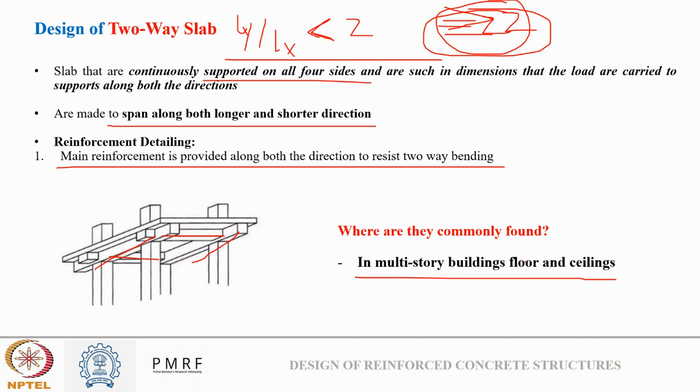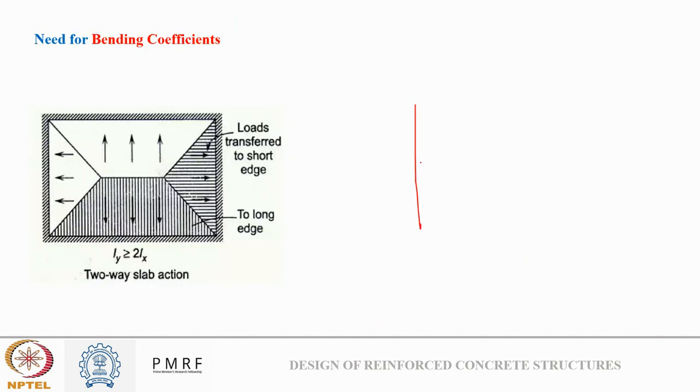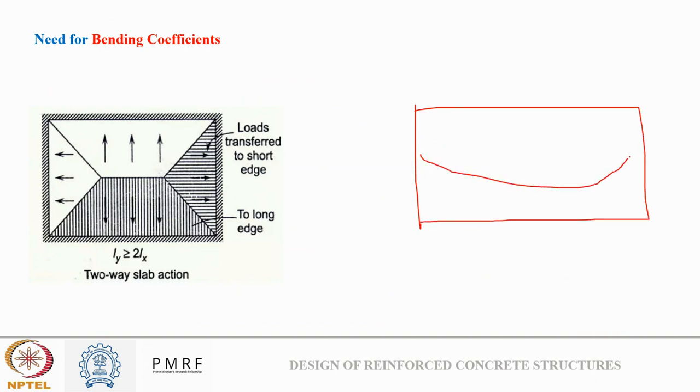Now if we see how this bending is happening, I have this one two-way slab, so I have bending happening in this direction and also in this direction. Suppose this floor is uniformly loaded. It's not that the whole load is causing bending in both directions. If I assume that the whole load is causing bending in both directions, then at every point we would need to design for twice the amount of load. But that is not actually what happens.